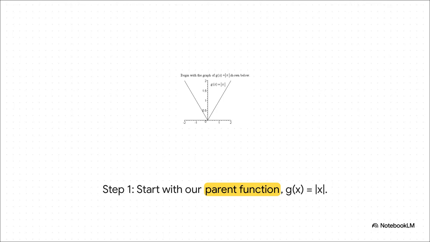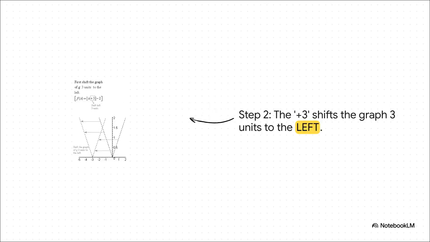So step 1, our blank canvas. This is just the basic untransformed absolute value function, y equals the absolute value of x. The classic V-shape, you know it, with its vertex sitting right there at the origin. Now for step 2, we apply that horizontal code. We look inside the absolute value bars and we see a plus 3. And we know now that that's our counterintuitive signal to shift the entire graph 3 units to the left. So now the vertex is sitting at negative 3.